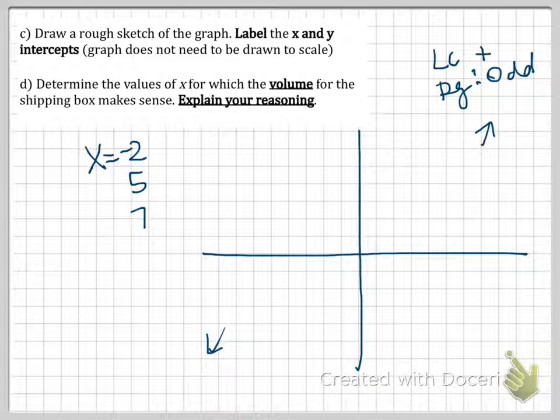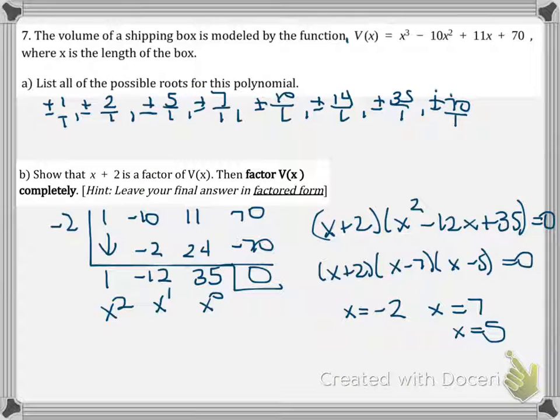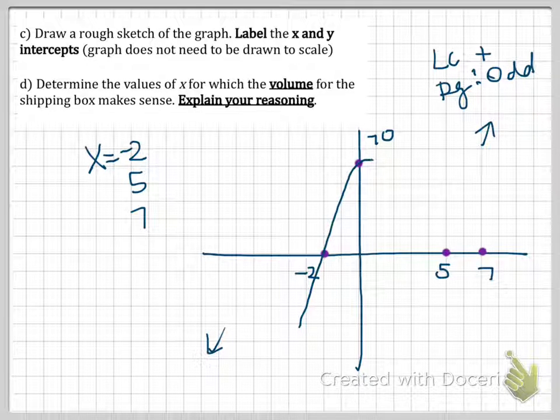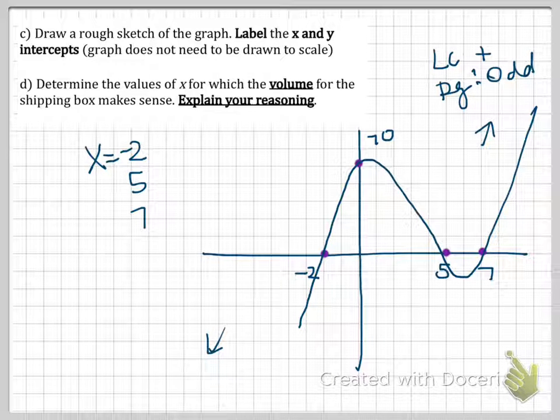So let's put those on the graph. Negative 2, 1, 2, 3, 4, 5, and 7. Let's see, our y-intercept is 70. So we could just scale it, right? So let's just say somewhere right here, this is 70. Okay? The y-intercept is 70. This is negative 2. This is 5, and this is 7. All right, so we're supposed to draw a rough sketch of the graph and label the x and y intercepts. And so now we can sketch our graph here. So it does something like this.